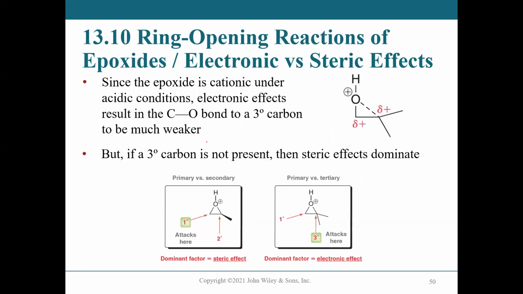The reason the attack occurs at the tertiary position is that, since the epoxide is cationic under acidic conditions, electronic effects make the C-O bond to a tertiary carbon much weaker. So this bond is going to be stronger here, and this one is going to be weaker, so it's going to preferentially attack here. For the primary and the secondary, the attack is based on sterics, and for the tertiary attack, the dominant factor is electronic.